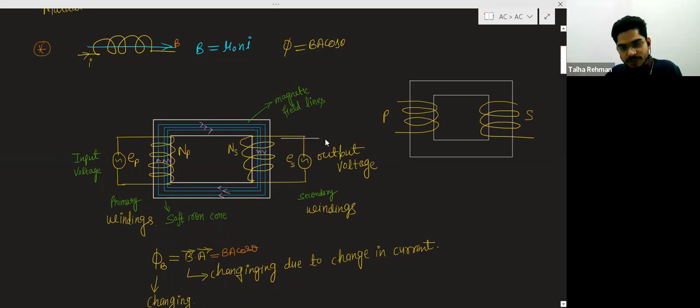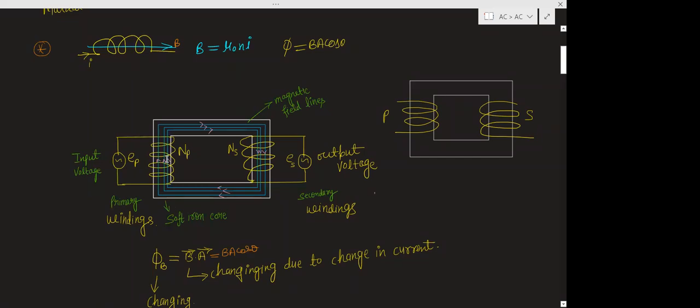That induced EMF will be the output voltage. When you multiply that induced EMF by Ns with respect to the coil, you will get the voltage. So input voltage is this, output voltage is this, and accordingly there is a transformation of the voltage due to mutual induction.